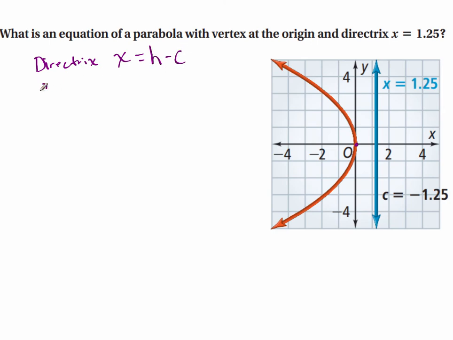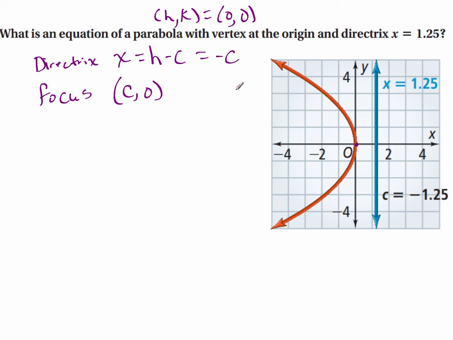And I know the focus is (c, 0). Now in this case, h is 0 because (h, k) is (0, 0). So the directrix in this case is going to be x equals minus c. So I have x is 1.25, and I have to set that equal to negative c. So c is equal to minus 1.25.